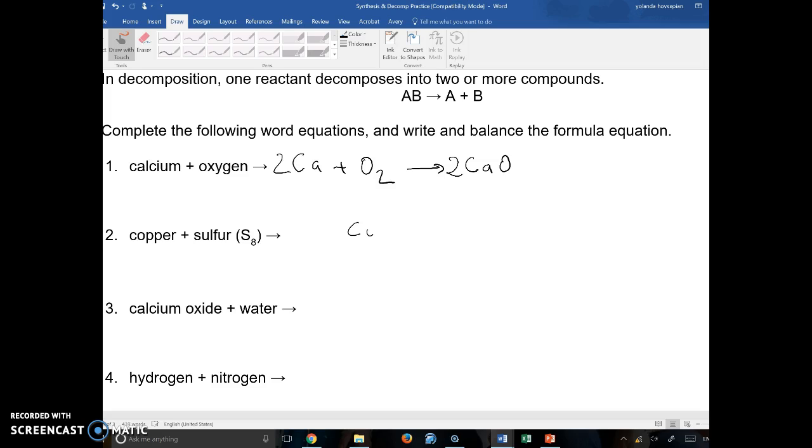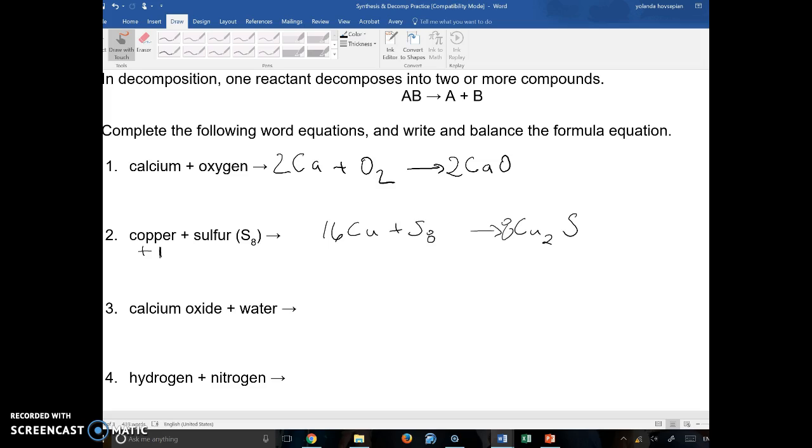Copper plus sulfur. Copper is just pure copper. Sulfur is octaatomic, meaning when it's by itself, it's 8 sulfurs bound together. So which copper? Well, we're going to use here +1. Doesn't really matter unless it indicates, you can use either one. So you're going to end up with Cu2S. So this puts an 8 here in order to balance the sulfurs out, and then you need a 16.